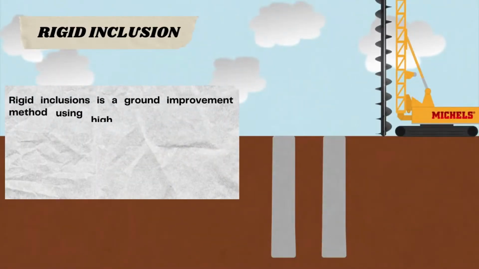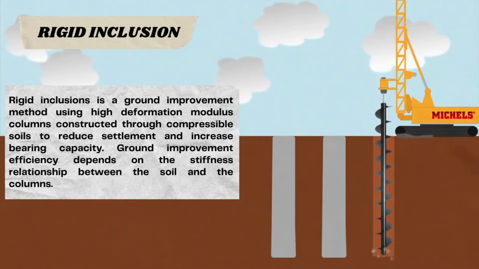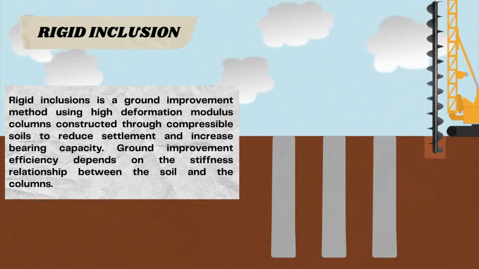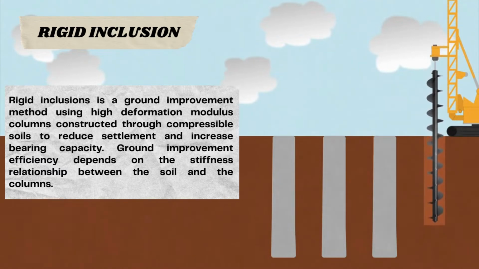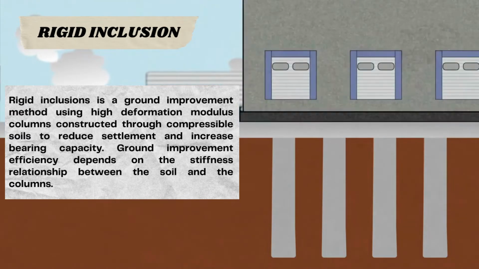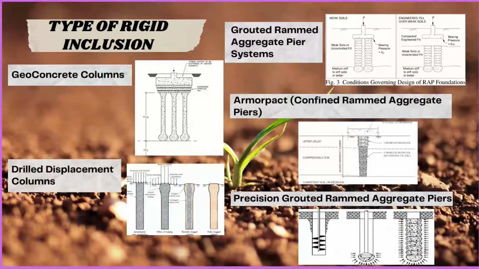Rigid inclusion. Rigid inclusion is a ground improvement method using high deformation modulus columns constructed through the compressible soil to reduce settlement and increase the bearing capacity. Ground improvement efficiency depends on the stiffness relationship between the soil and the columns. Types of rigid inclusion: geoconcrete columns, drilling displacement columns, grouted rammed aggregate pier system, armor pads, confined rammed aggregate piers, precast grouted rammed aggregate piers.